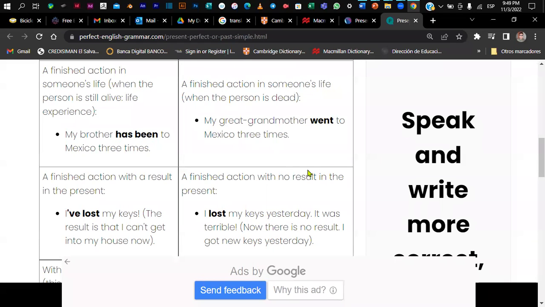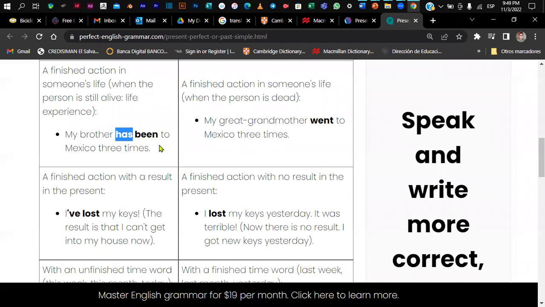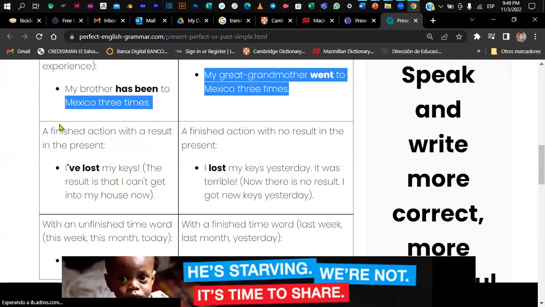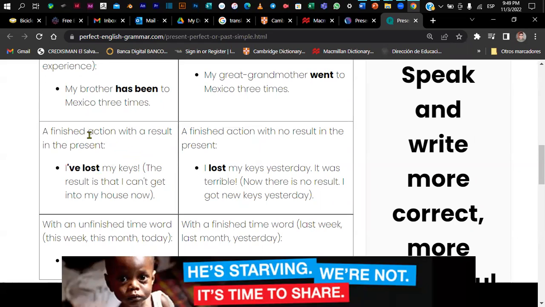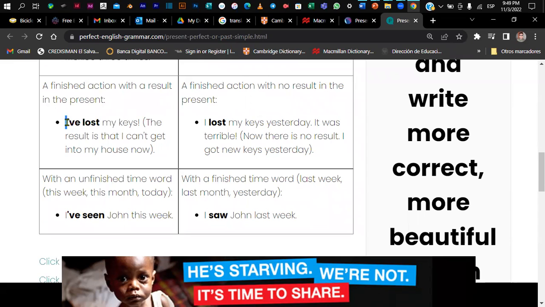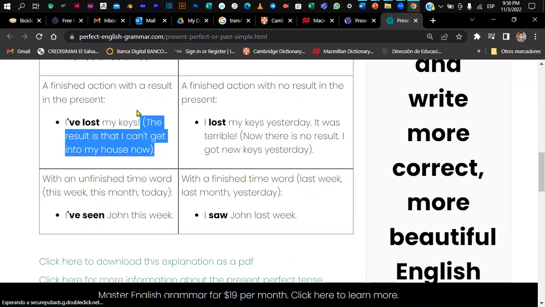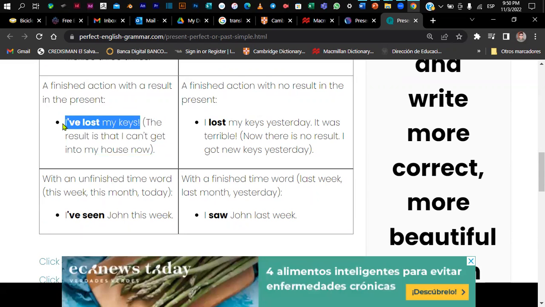Check the verb. The verb is going to give you the key in the auxiliary in the present perfect. Okay, present perfect, a finished action with a result in the present. With a result in the present. I've lost my keys. The result is that I can't get into my house now. Okay. This is the result of this action.